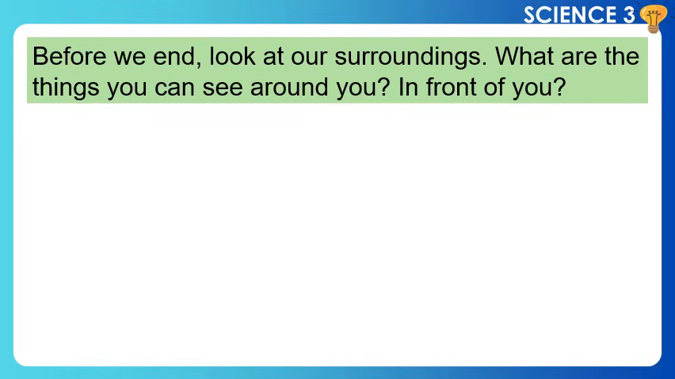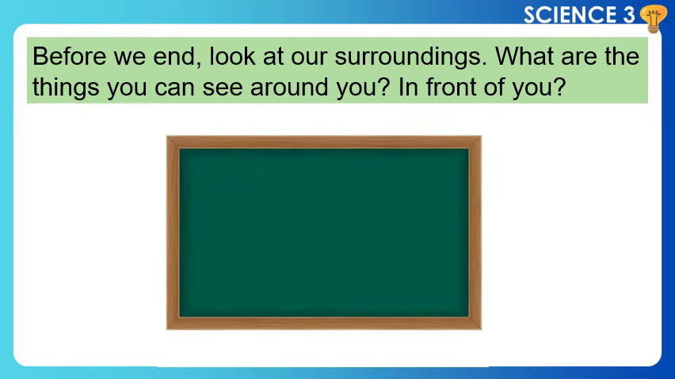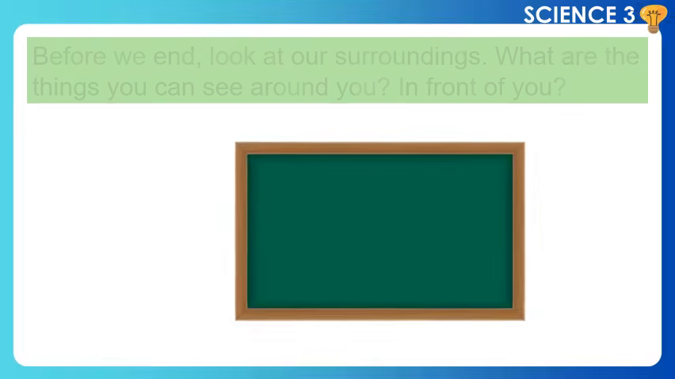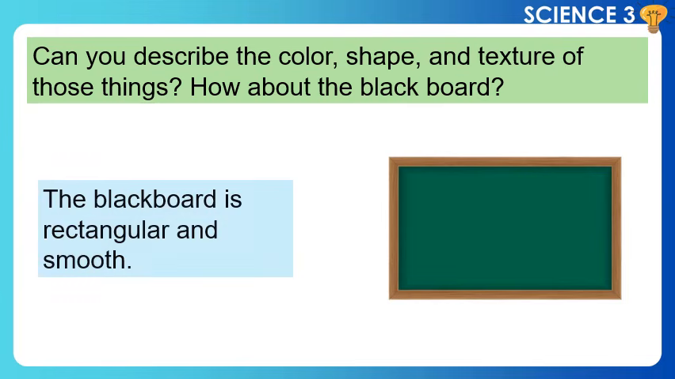Before we end, look at our surroundings. What are the things you can see around you? In front of you? Can you describe the color, shape, and texture of those things? How about the blackboard? The blackboard is rectangular and smooth.